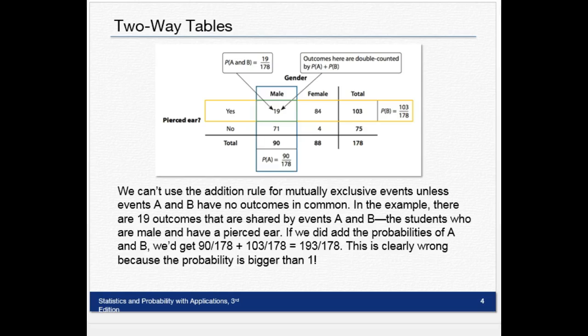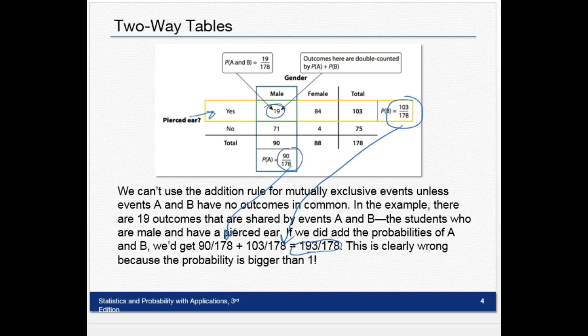Okay? Easy enough. Now, we can't use the addition rule for mutually exclusive events unless events A and B have no outcomes in common. In this example, there are 19 outcomes that are shared by the two events, male and pierced ears. If we did add the probabilities, we would get 90 out of 178 for males, and then 103 out of 178 for pierced ears. If we add those up, look what we get: 193 over 178. Well, that's greater than 1. Clearly wrong. So what's happened is we've double counted these 19 people.